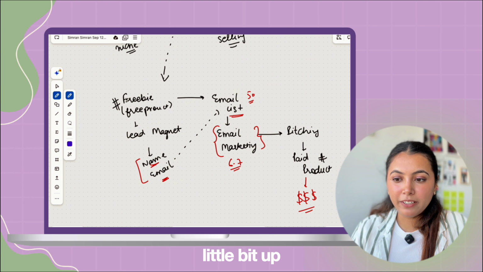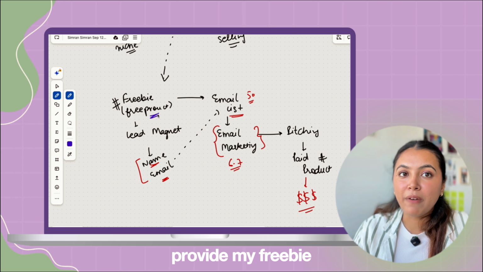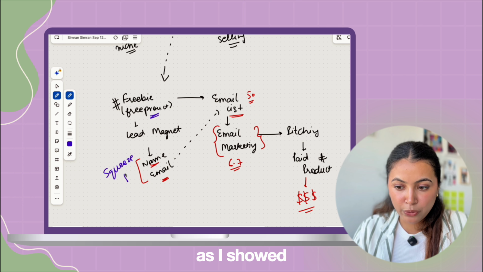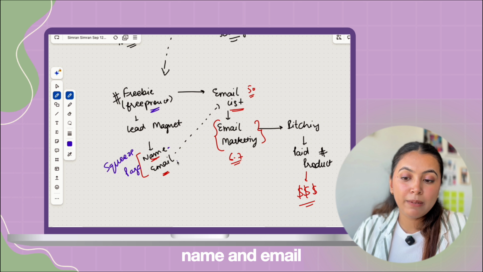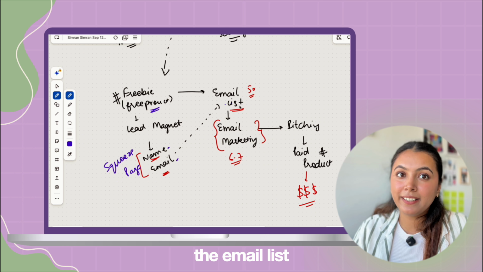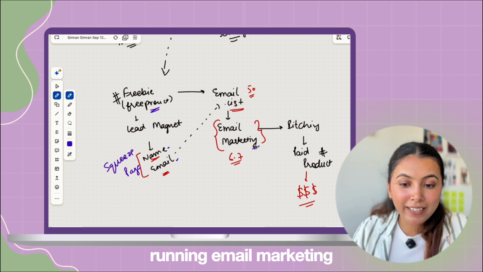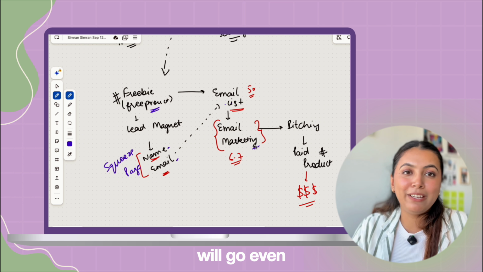So let's recap a little bit. Up to this point, we have seen where I host my freebie and how I provide my freebie to people by hosting everything on a squeeze page, as I showed you. To provide my freebie, I first of all ask people to give their name and email so that I can start building the email list in my backend, so that my system can start running email marketing for all the emails that I've set up on automation, and these emails will go even if I'm sleeping.